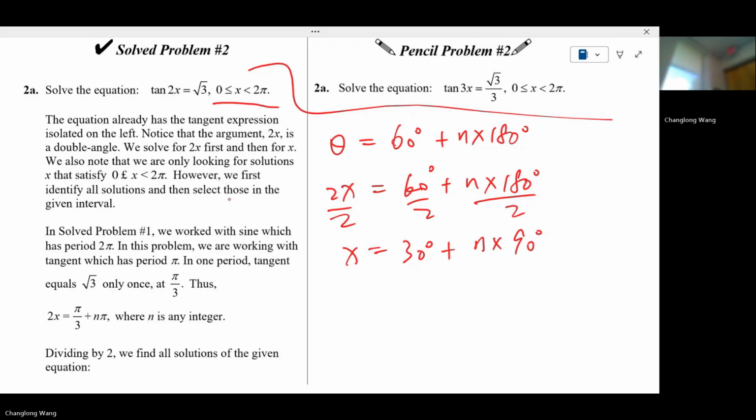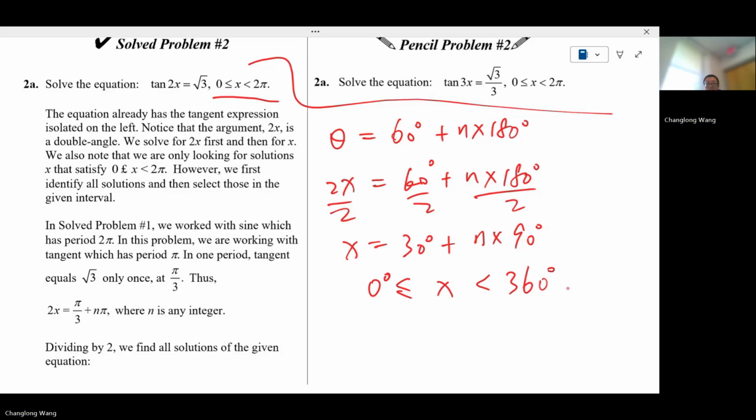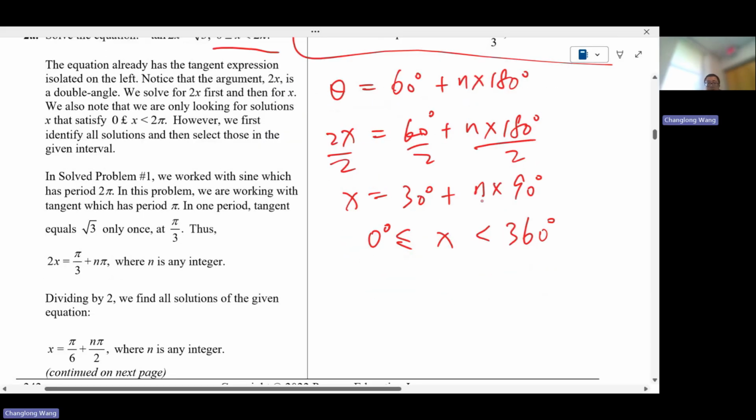How does that work? All right, whatever. They want x to be positive and less than 2 pi. But I have the solution of x in degrees. Can you guys help me to translate that into degrees? So x will be greater than or equal to 0 degrees, right? Less than, what? 360, yes.